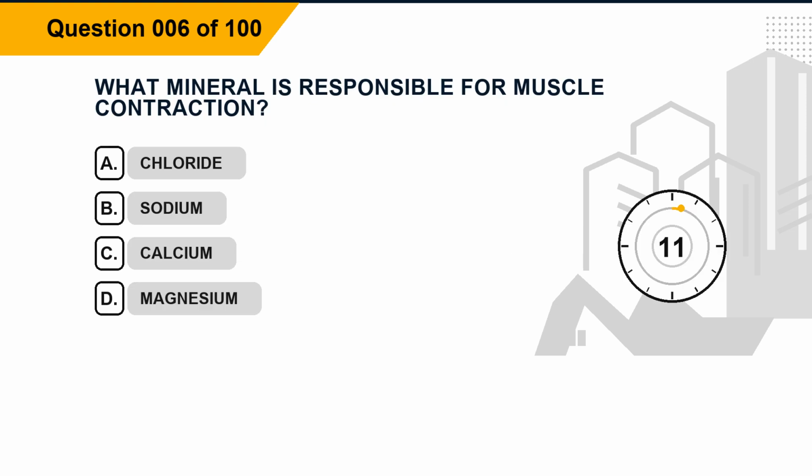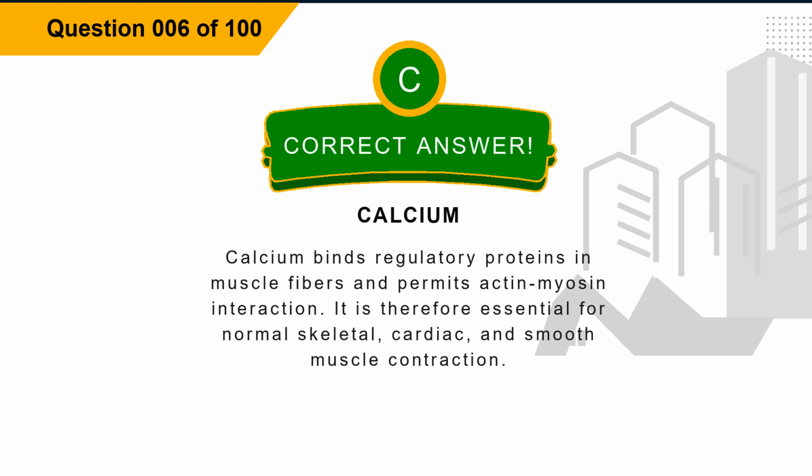Question 6. What mineral is responsible for muscle contraction? Option A. Chloride. Option B. Sodium. Option C. Calcium. Option D. Magnesium. The correct answer is option C.